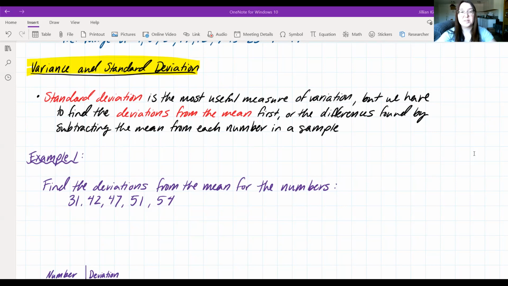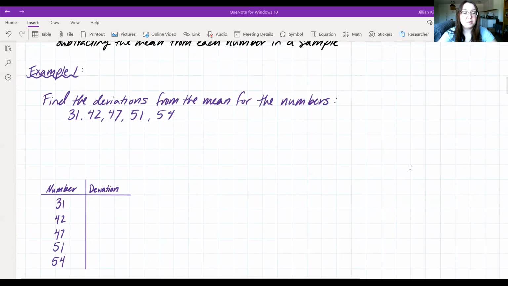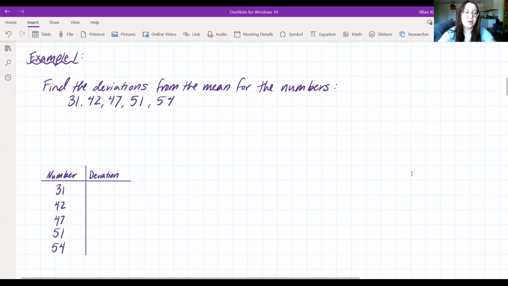So first things first, we have a first example here, and we want to find the deviations from the mean for a set of numbers. We have 31, 42, 47, 51, and 54. So what we need to do is find the mean of these numbers.